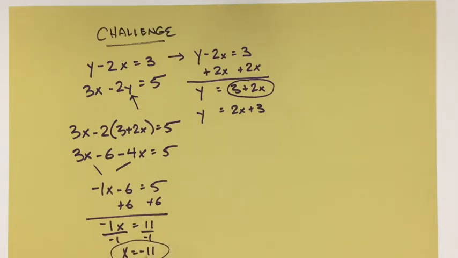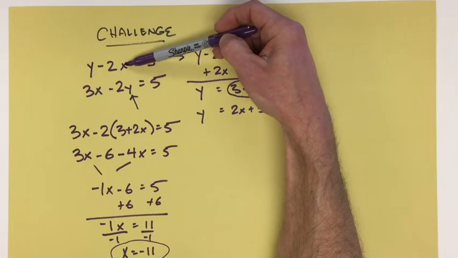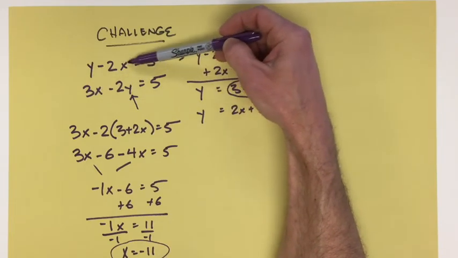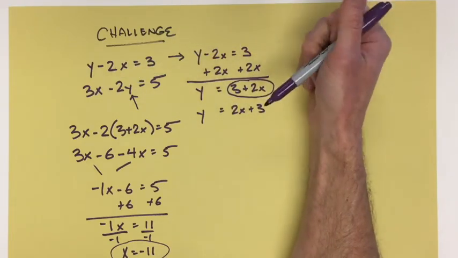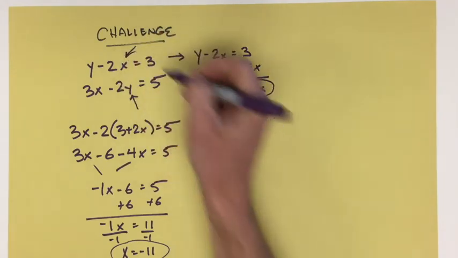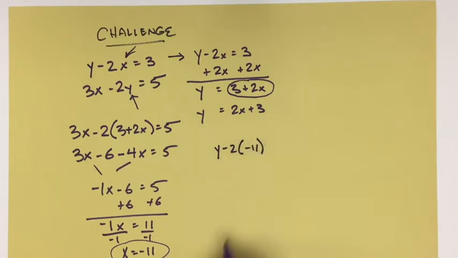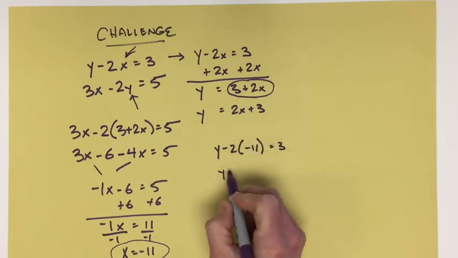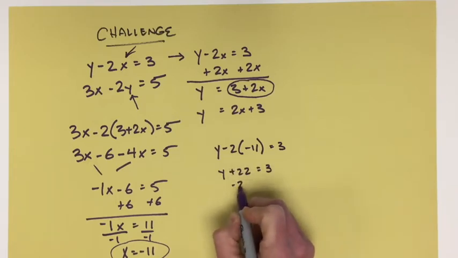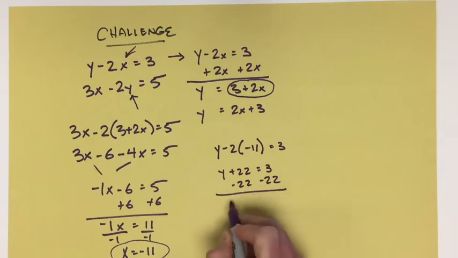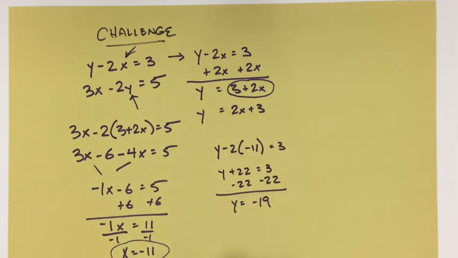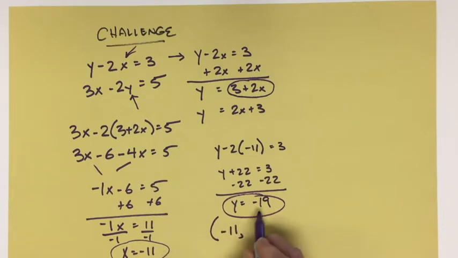I'm going to plug this negative 11 into either the x spot here or the x spot here, whichever one you think is more convenient. I don't really have a strong belief in this one. I'm going to go with the first one because it looks a little less confusing. So y minus 2x is 3. This might work out nice. Negative 2 times negative 11 is positive 22. And do a little minus 22 to both sides, and you get your second answer of negative 19. And then you write it. Negative 11 comes first because it's the x value, and negative 19 comes second because it's the y value.